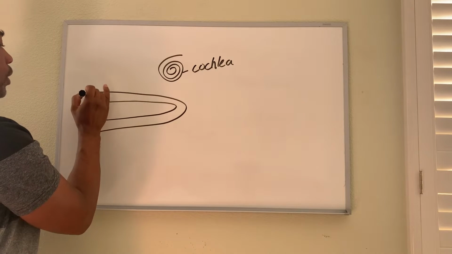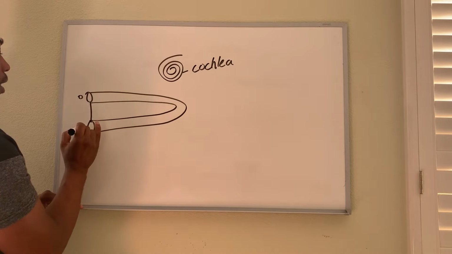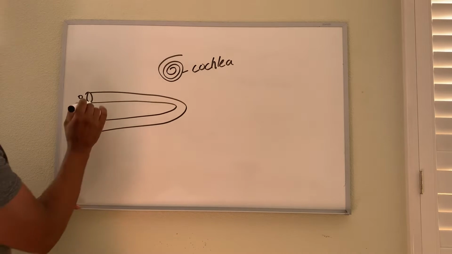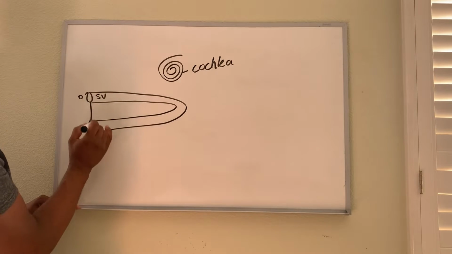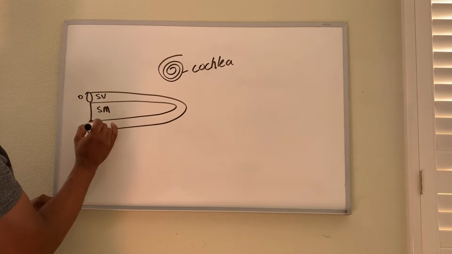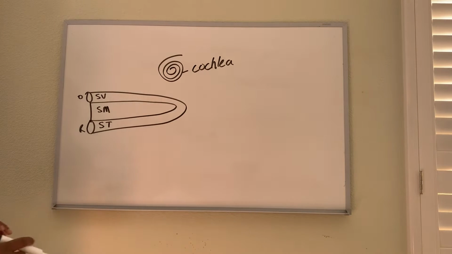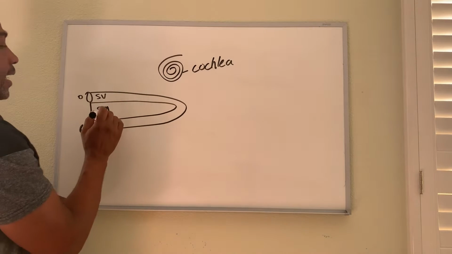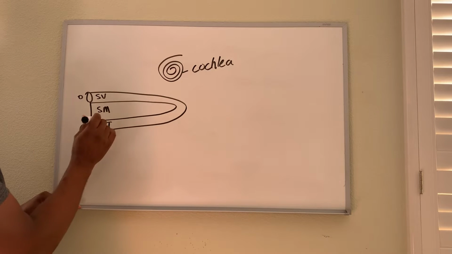Here will be the oval window, and here's the round window. This top chamber is what we call your scala vestibuli. The middle one is your scala media. The bottom one is your scala tympani. So you have 3 chambers there in the cochlea. And in the scala media, also called the cochlear duct, this is where you have your organ of Corti.